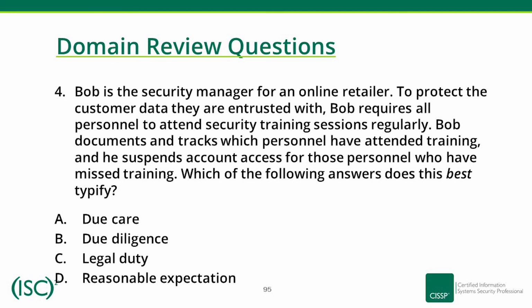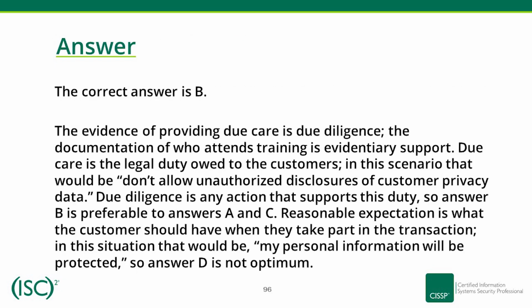Domain Review Questions. 4. Bob is the security manager for an online retailer. To protect the customer data they are entrusted with, Bob requires all personnel to attend security training sessions regularly. Bob documents and tracks which personnel have attended training, and he suspends account access for those personnel who have missed training. Which of the following answers does this best typify? A. Due care. B. Due diligence. C. Legal duty. D. Reasonable expectation. Answer. The correct answer is B.